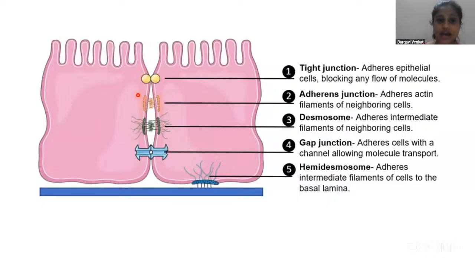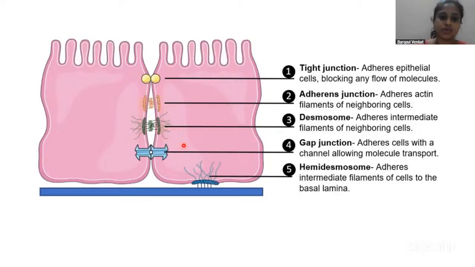And next is your adherens junction. Adherens is nothing but the actin filaments of these two epithelial cells coming into contact and adhering. As I said, these are jam-packed epithelial cells, right? So they just attach the two epithelial cells.